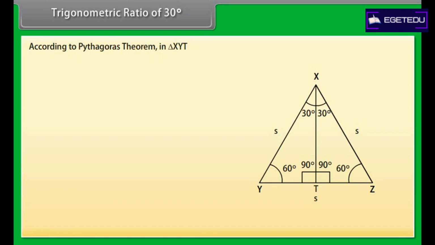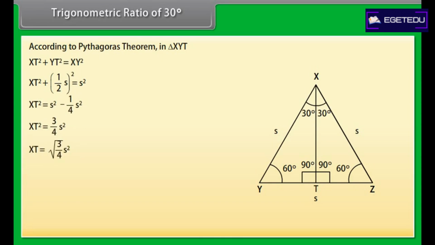According to Pythagoras' theorem, in triangle XYT, XT square plus YT square is equal to XY square. By substituting the values, we get XT square plus (1/2 s) whole square equals s square. Now, by calculating it, we get XT is equal to square root of 3/4 s square, which is equal to square root 3 upon 2 s.